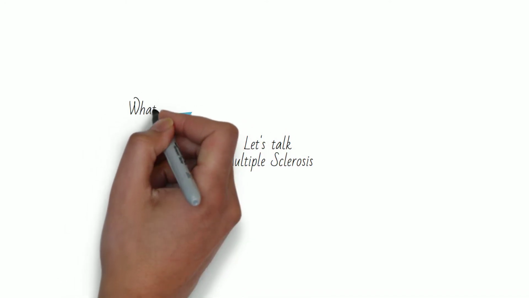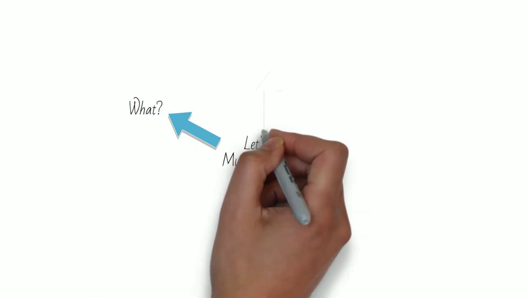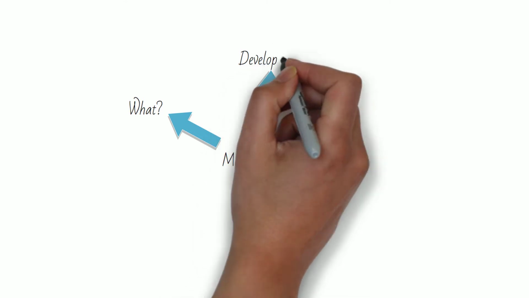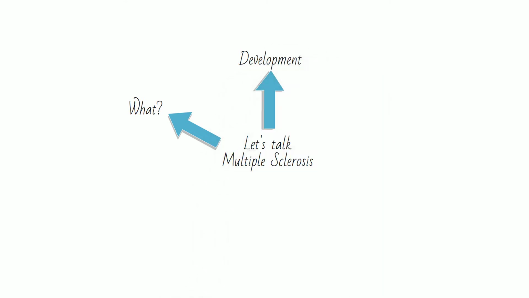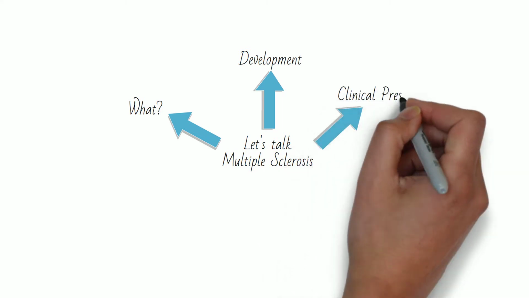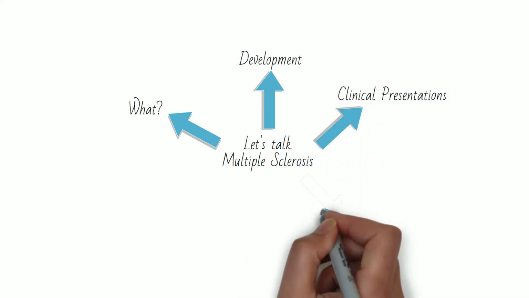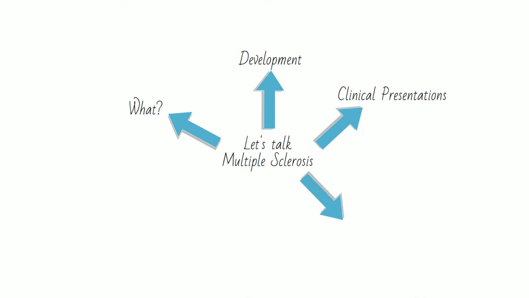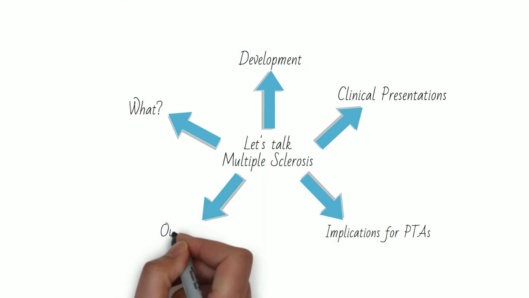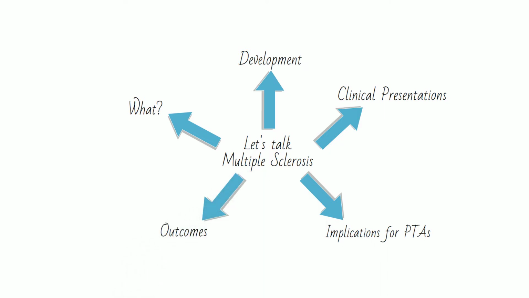Alright, so you guys know how it goes. Let's go over first what multiple sclerosis is. We'll get into how someone gets multiple sclerosis, different kinds of classifications for it. We'll also get into the clinical presentation, what the implications are for us as physical therapist assistants, and then we'll wrap it up with some outcomes as well as what the long-term effects are.